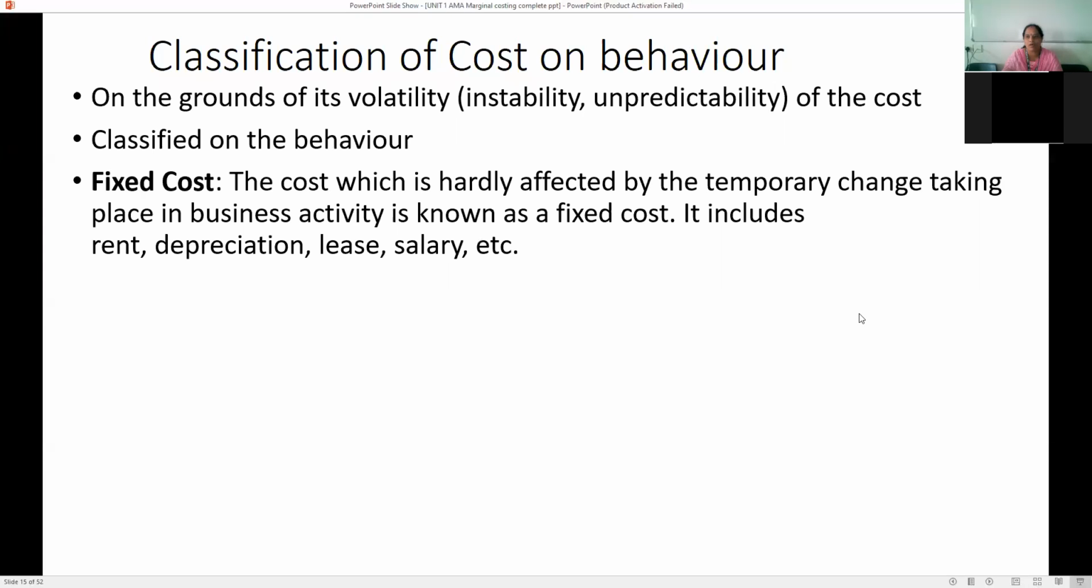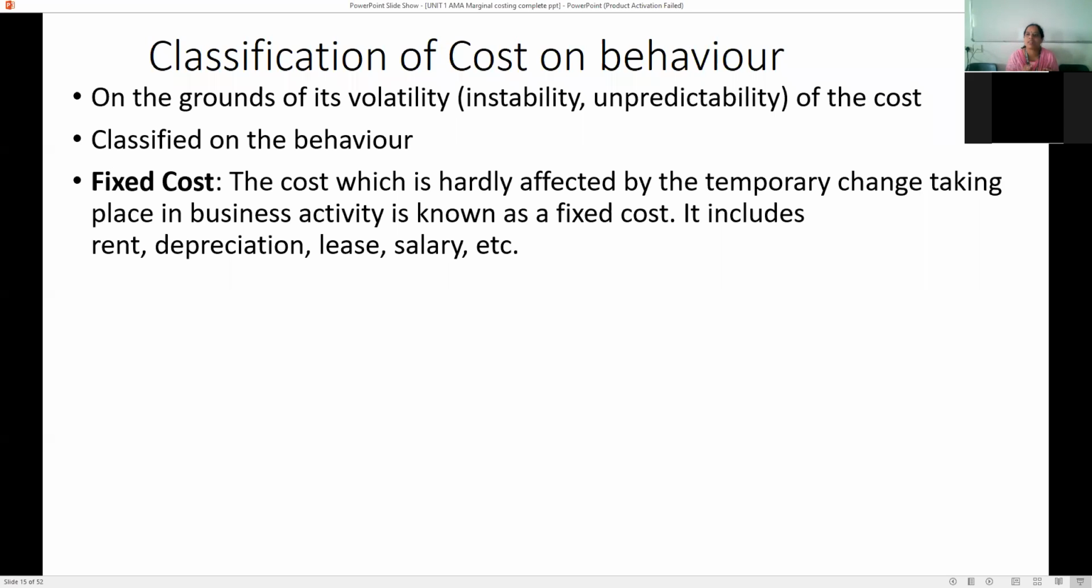Now, what is variable cost? So variable cost is... now let's see what is fixed cost. The cost which is not affected, where you cannot see any change in the cost due to changes in the activities of the business, is called fixed cost. When cost doesn't change, when cost is constant irrespective of the change in the activities of the business, we term it as fixed cost.